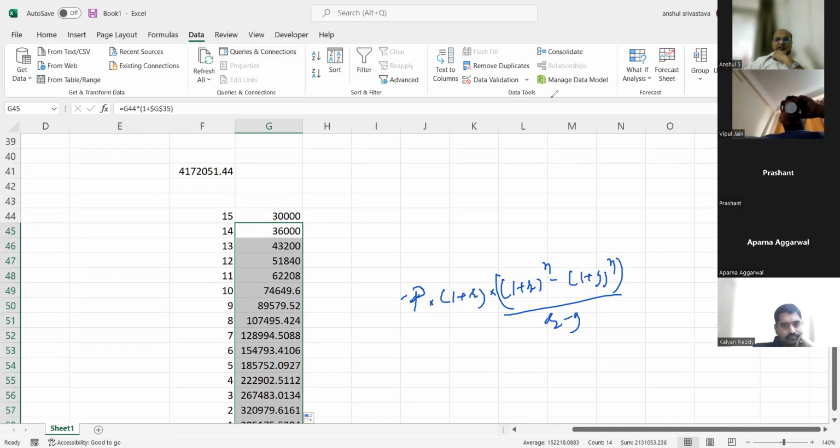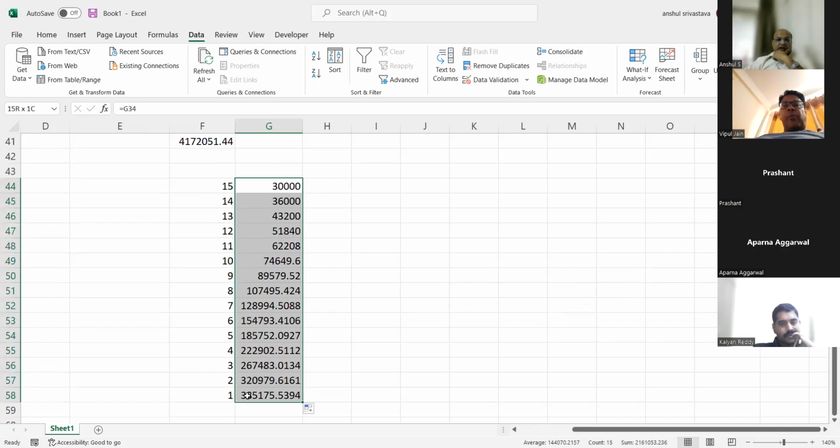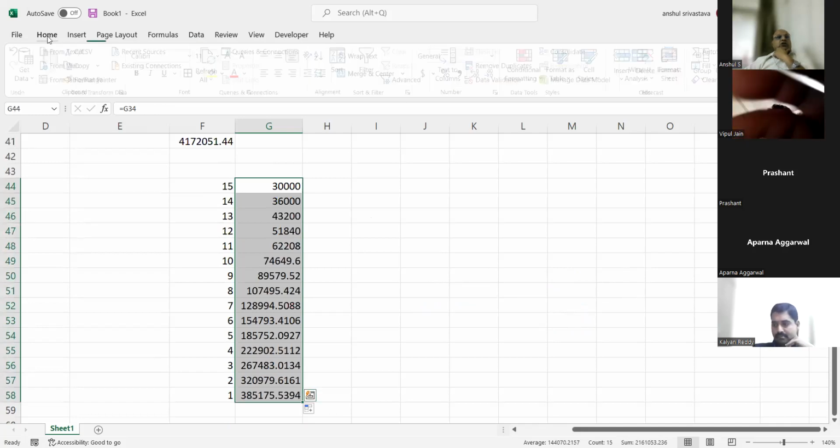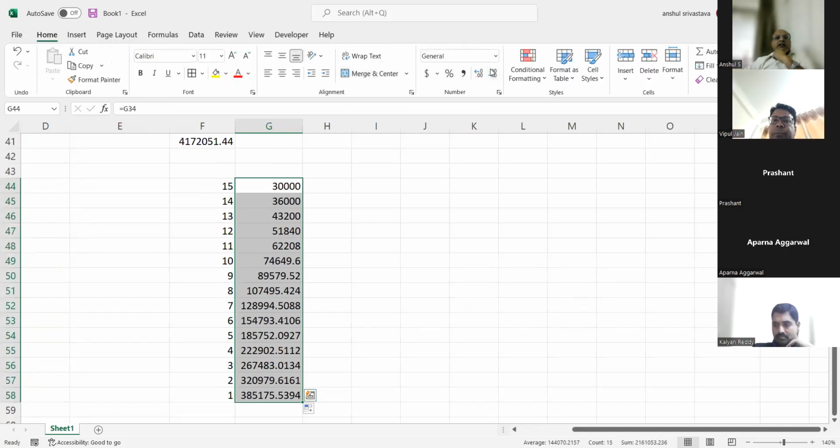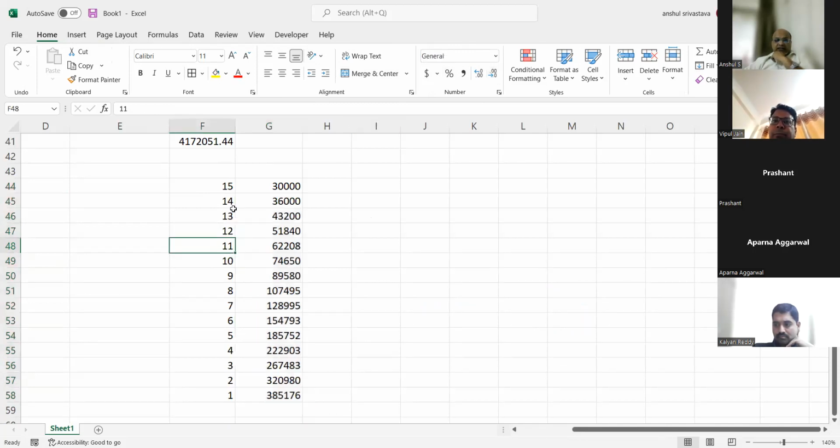Okay, the question is why we have written the years in reverse, 15, 14, 13 and so on. Because your first payment will be accumulating for 15 years, the second for 14 years, and the final payment will be accumulating for 1 year. So if we calculate the future value of all these separately and add them, shouldn't we get the future value?